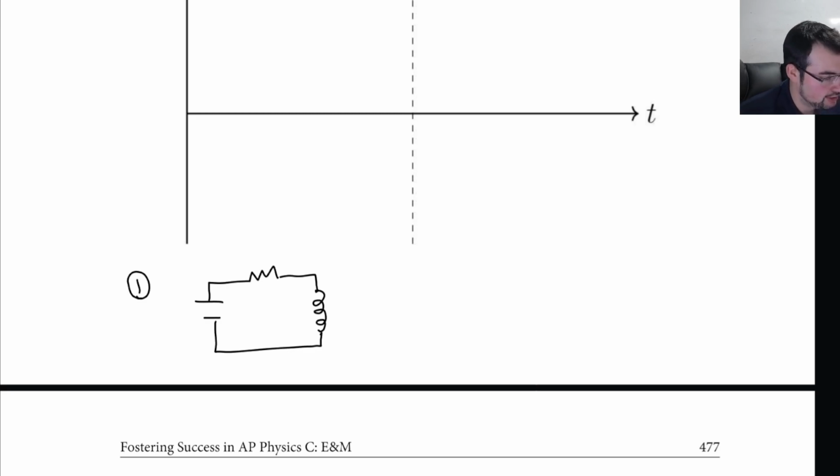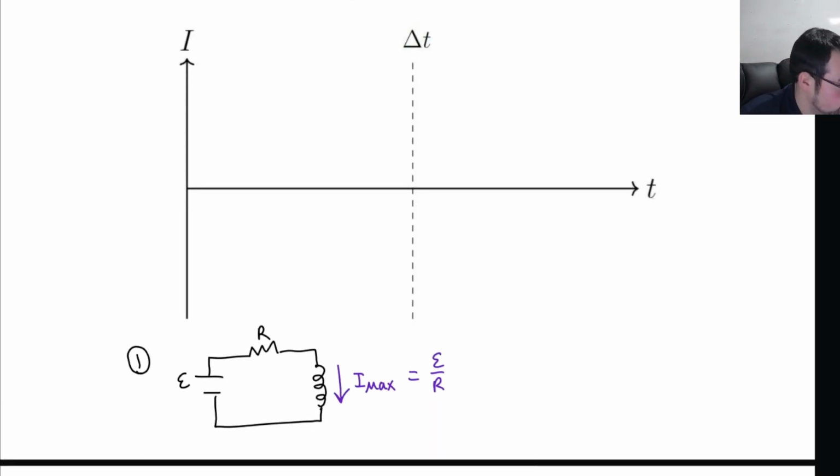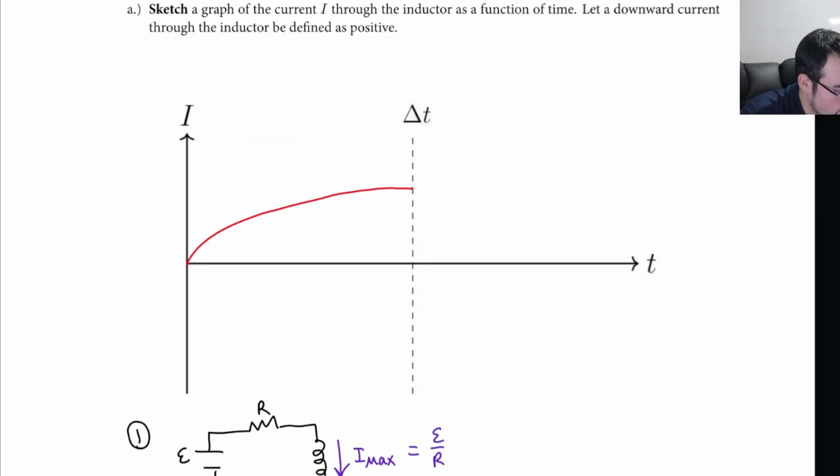And what's going to happen here? Well, we know that we initially start with 0 current because inductors say, oh no, you're not changing the current through me. So at time t equals 0, there's no current, but eventually we're going to get a steady state current of epsilon over R. So we can actually draw that now. And it says it's been a long time, so we can assume it has reached steady state.